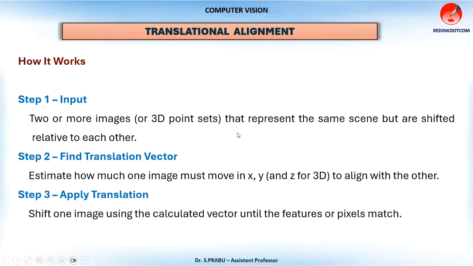Once I identify that the actual image has been shifted to some other location, I want to move it again to its original position. For that I need to find the translation vector. The translation vector is nothing but the difference between the coordinate values from the original position to the new position. Then by applying this, we can get the actual location of the object.